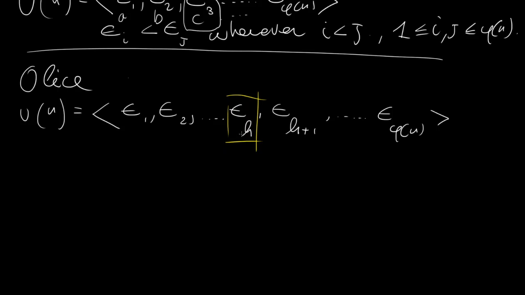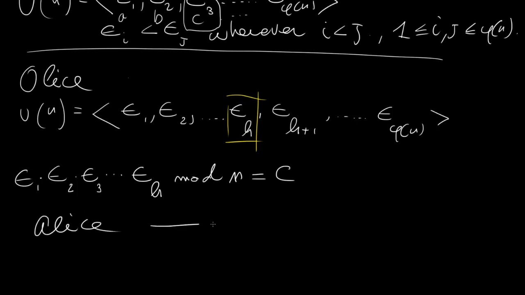So this is what Alice wants to send Bob. What she does is she's going to perform epsilon sub 1 times epsilon sub 2 times epsilon sub 3 times all the way to epsilon sub h mod n. This is her ciphertext, and we call it C. There are some instances where this is not that straightforward. So in the explanation, I'm going to explain the simple way, and then I'll go back, because I believe this is the easiest way to understand the algorithm. So Alice sends C to Bob.